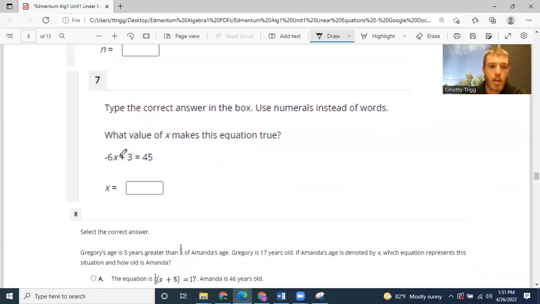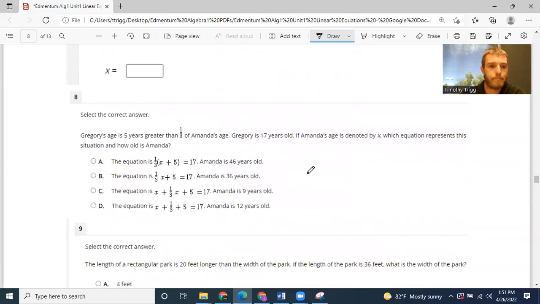Next one. Here we're solving for x once again. What would I do first to solve this equation? Well, hopefully you can see I'd subtract 3 on both sides. See if you could solve it from there.